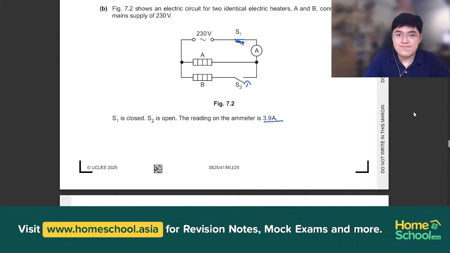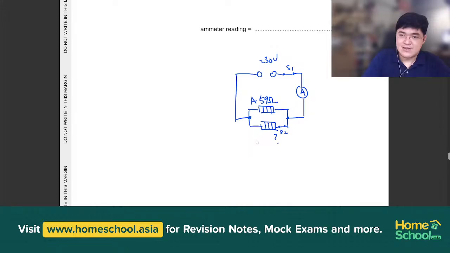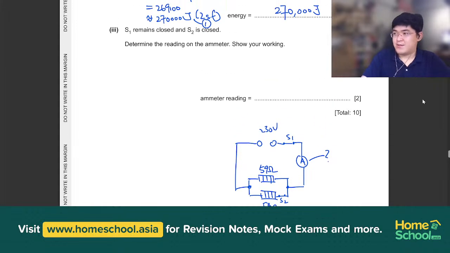So they are identical. I'm sorry, heater B is identical to A, which means this is also 59 ohms. So we are to find this. Now that you know A and B are in parallel, let's find the total combined resistance. Actually, we should not do that.